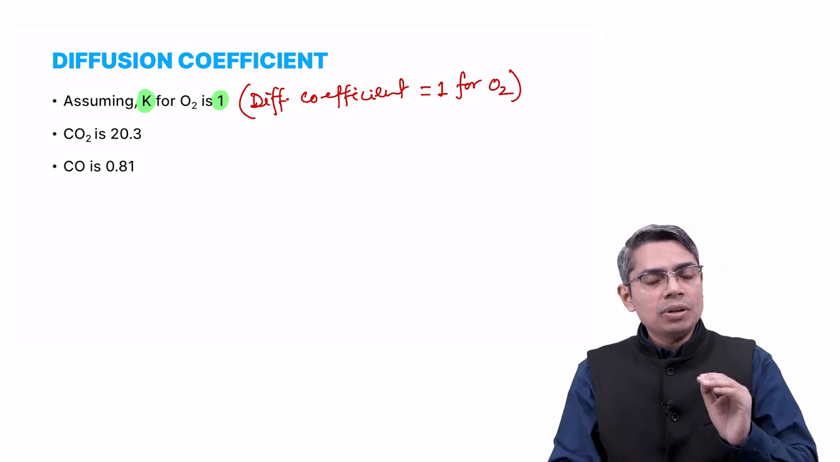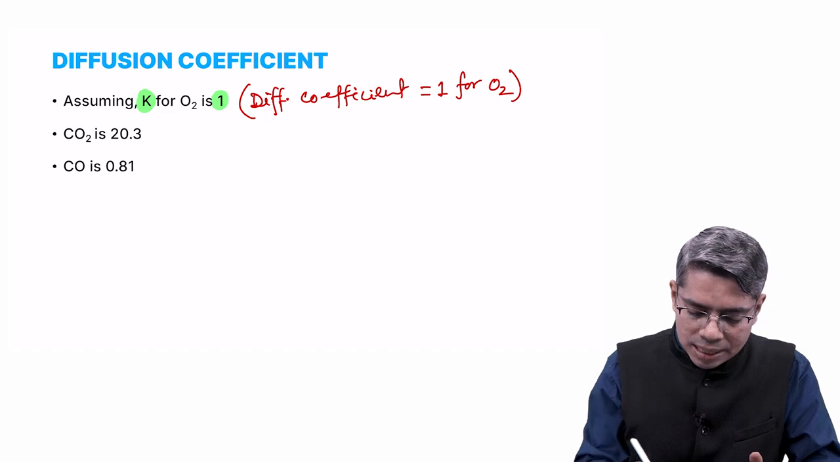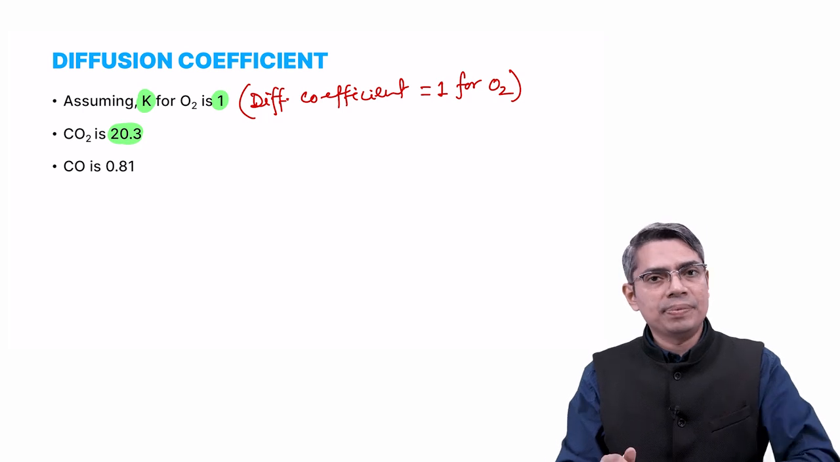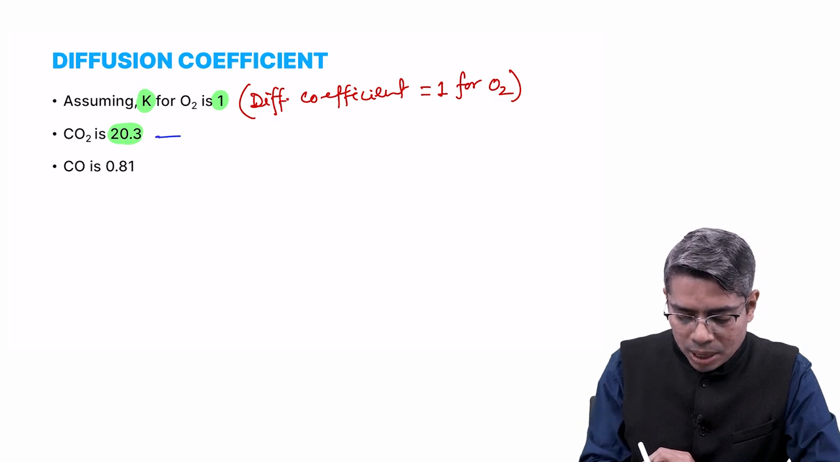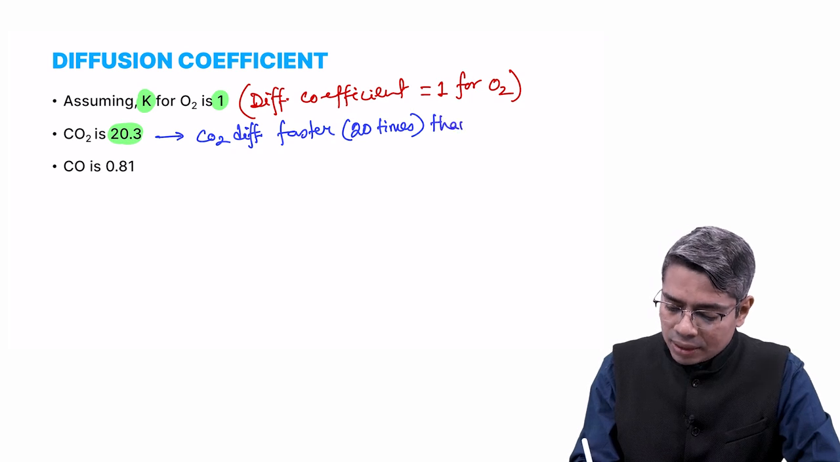So, with respect to oxygen, if you calculate the diffusion coefficient of carbon dioxide, it is 20.3. What does this mean? This means that the diffusion of carbon dioxide is faster. How much faster than oxygen? Approximately 20 times faster than oxygen.